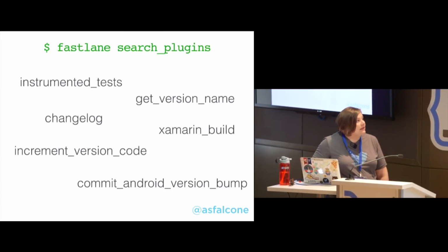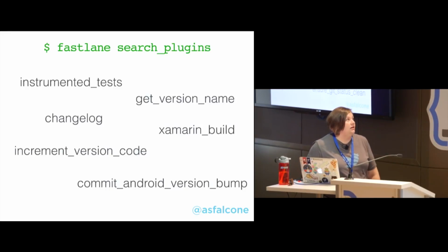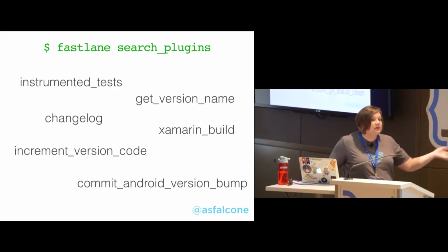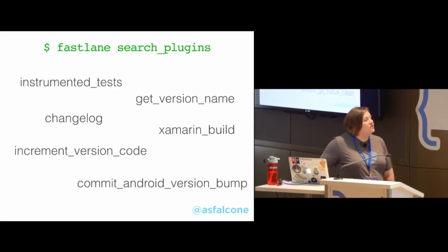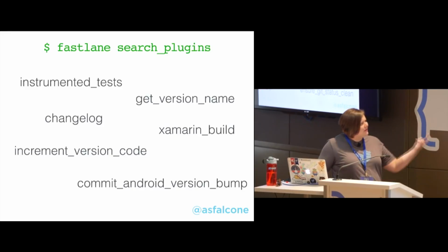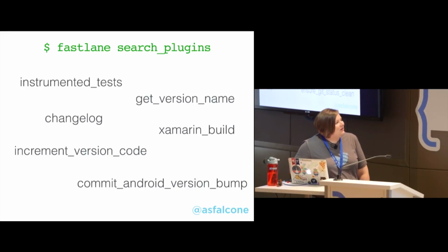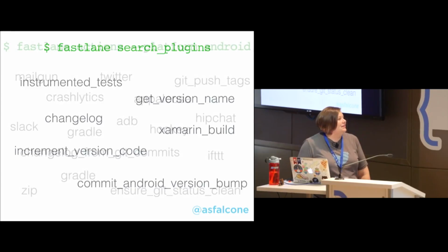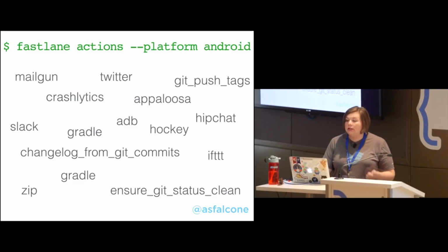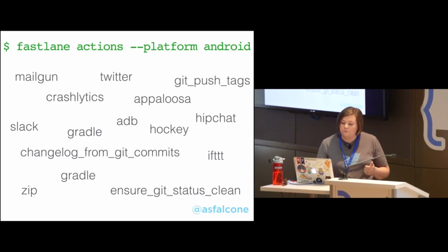So Fastlane has a lot of built-in actions. I showed you some of them today. If you want to see the actions that are available for Android, you just run fastlane actions, give it the Android platform. There's also some that are very specific to iOS. There's a lot that are very generic. Slack, HipChat, Twitter, Mailgun, these all work with any platform. And then you've got your Gradle. Gradle's on there twice, because it's awesome. Gradle, ADB, these are all Android-specific actions. There's currently over 80 available today.